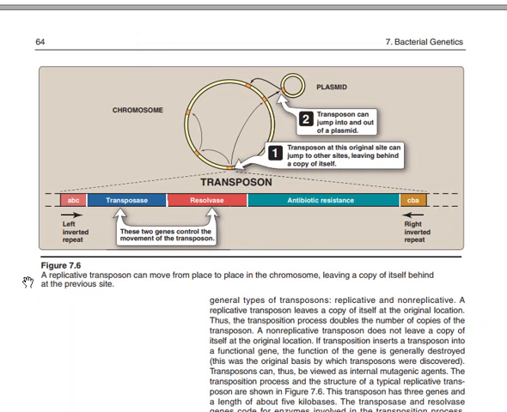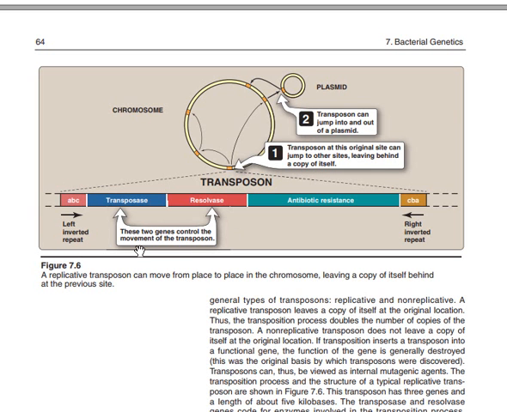The next diagram is just to show a replicative transposon that can move from place to place. At stage 1, the transposon at the original site can jump to another site, leaving behind a copy of itself. At stage 2, the transposon can jump into and out of a plasmid. So transposons are just parts of the chromosome that can move from one part to another. Here is the left inverted repeat, so you have a transposon.